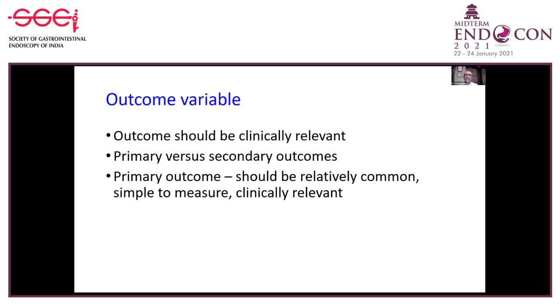So generally, the principle in any research is to have one major outcome, which is called the primary outcome. The rest, you take as secondary outcomes because they are secondary to the primary outcome. So the primary outcome should be relatively common, it should be simple to measure, and it should be clinically relevant.